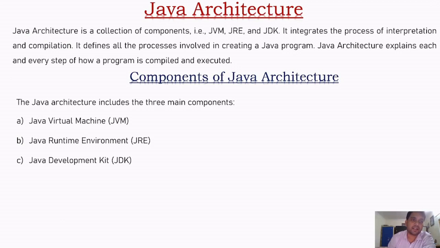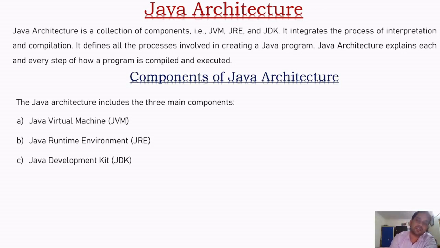Then comes Java architecture. So Java architecture is a collection of components, that is JVM, JRE and JDK. It integrates the process of interpretation and compilation. It defines all the process involved in creating a Java program. Java architecture explains each and every step of how a program is compiled and executed.